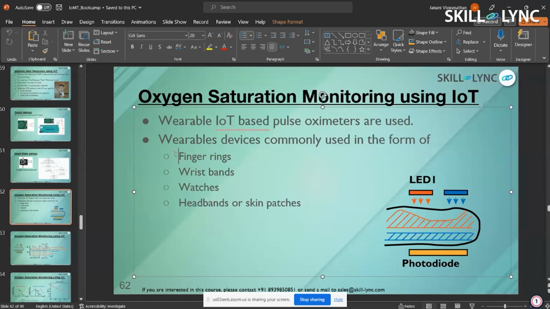So oxygen saturation simply refers to the percentage of available hemoglobin that carries oxygen. So we will be calculating how many molecules of hemoglobin in the blood carry oxygen. That's where we are saying percentage.